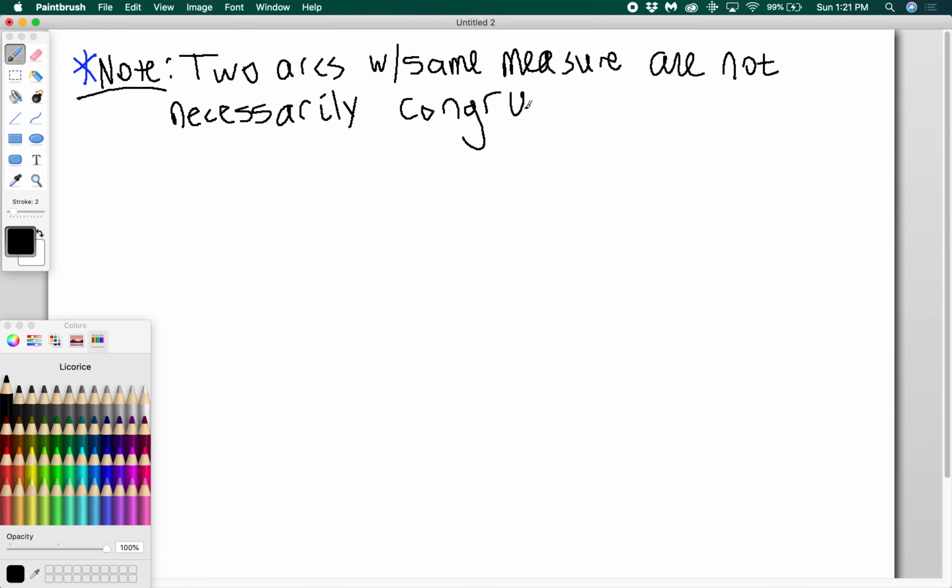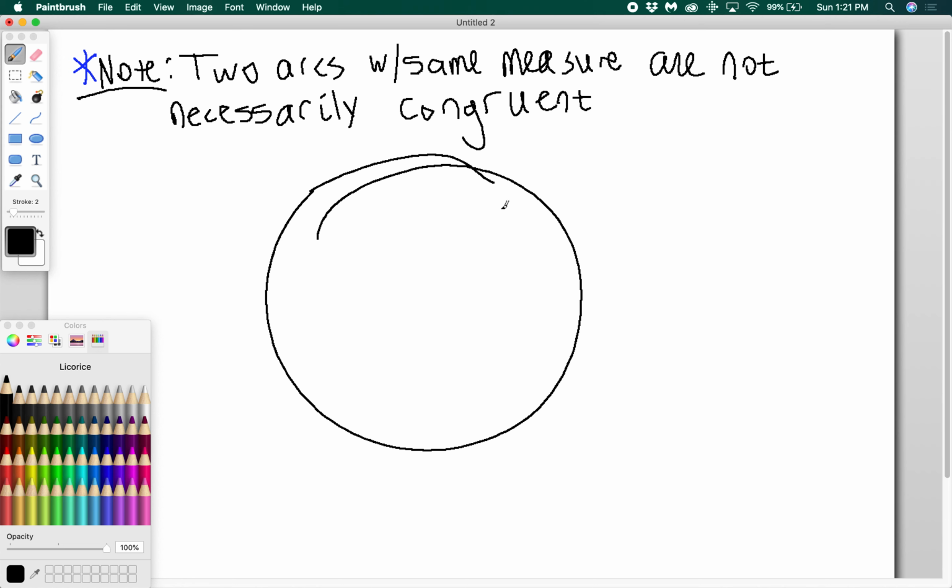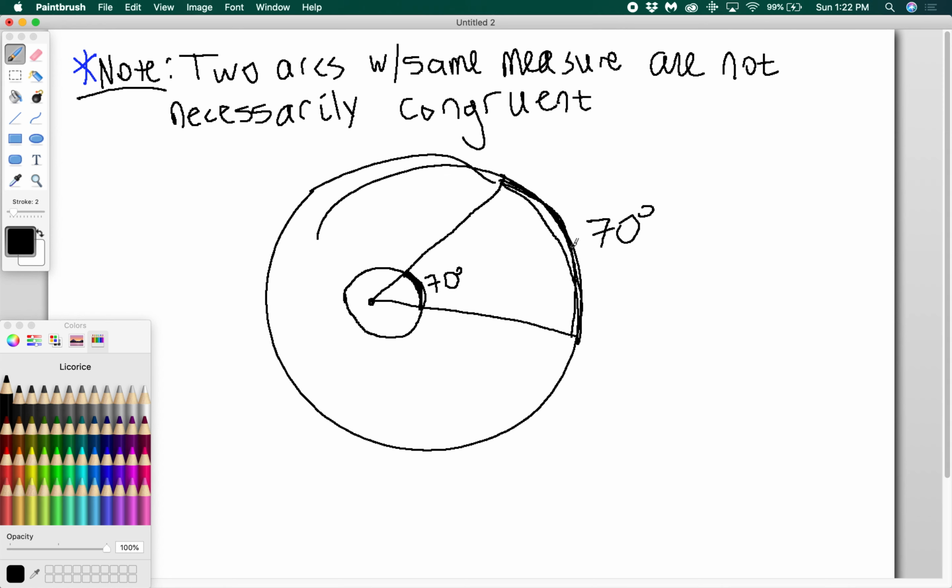And you can see why if we draw a picture. If I draw a big circle, and I draw this arc, let's say it's 70 degrees. Now I'm going to draw another circle with the same center, and this arc here is also 70 degrees. But is this arc congruent to this arc? You should be able to see that no, the arc on the larger circle is much, much longer than the arc on the smaller circle.